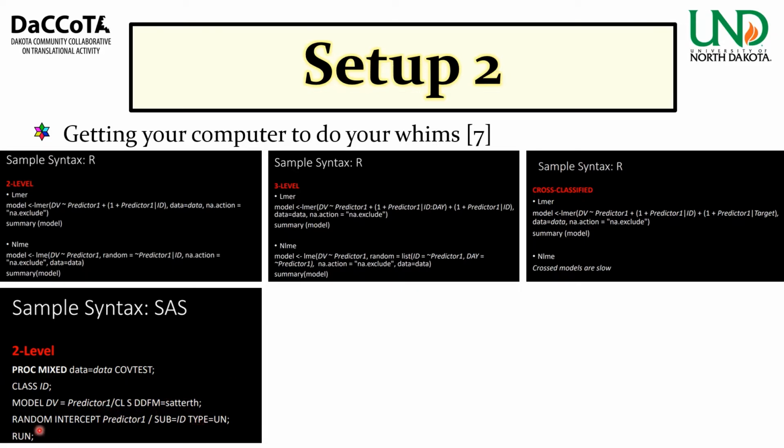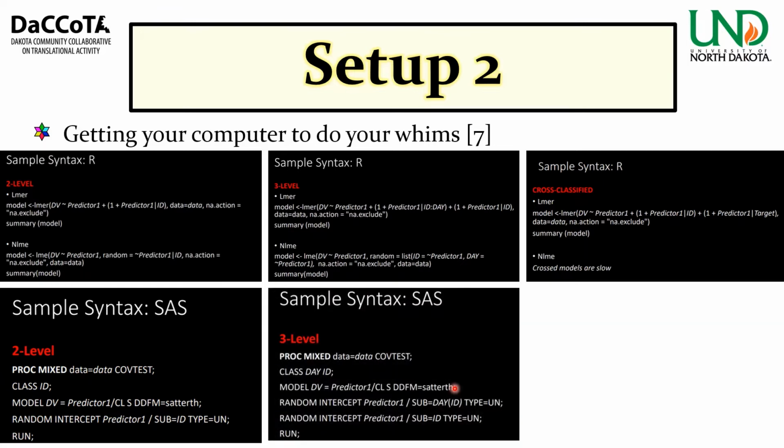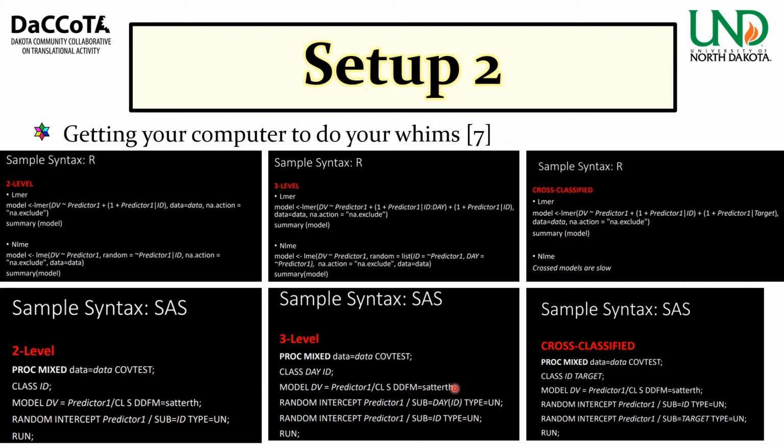And then the random effect is shown here. This is, again, random slopes and intercepts. So there's intercept, predictor, and then sub equals ID. That's our group. If you wanted to just do random slopes, you wouldn't have the predictor here, cross that out. There's also a simpler notation I'll show you. And you can do that for 2 levels and cross-classified.